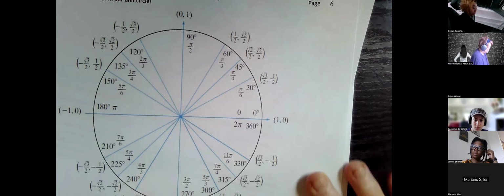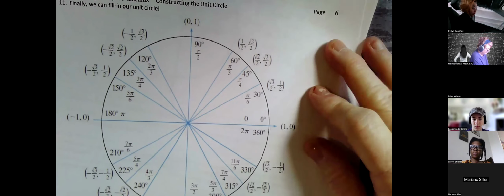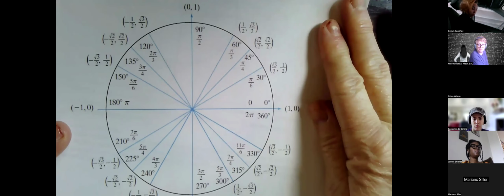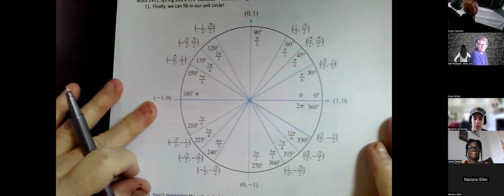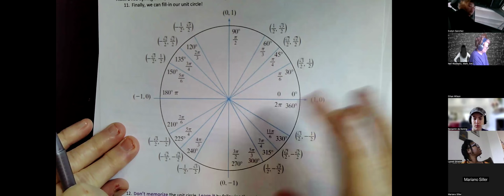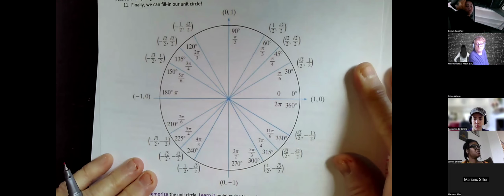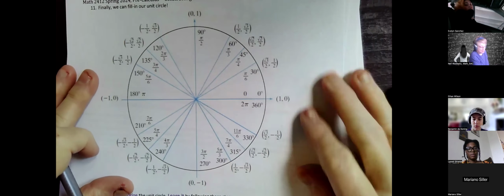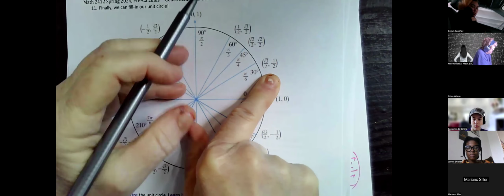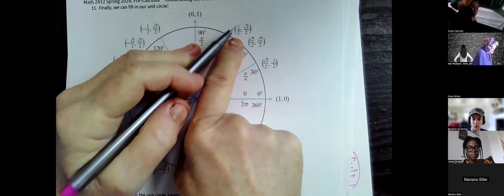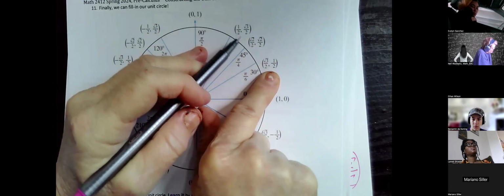So this is in your notes. It's page 6 in your notes. Let me see if I can zoom out. And I'll put a big one of these in the notes also. So here you can see that pi over 6, or 30 degrees, is square root of 3 over 2, 1/2. 60 is 1/2, root 3 over 2. So they're just flipped.